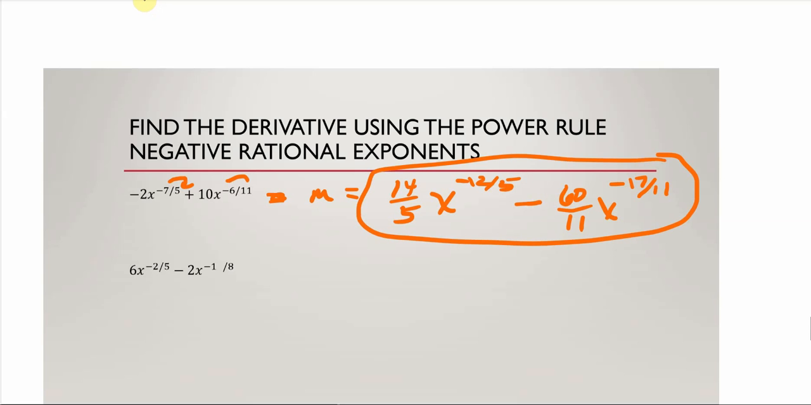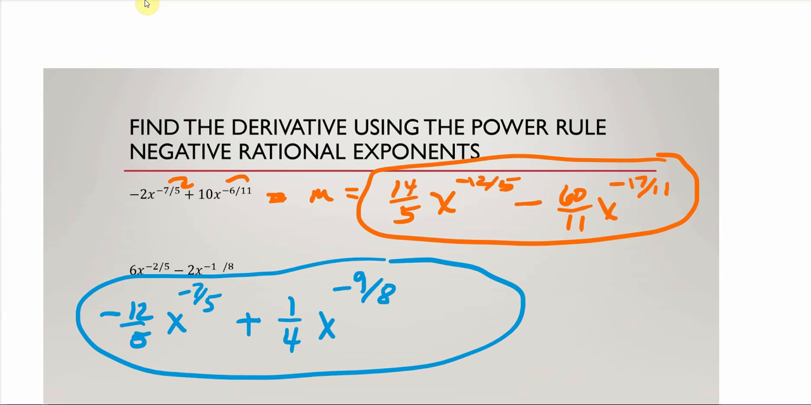And I'm done. All right, the next one. Now I'm going to get negative 12/5. Negative 2 minus 5 is negative 7/5. And here, when I multiply negative 1/8 times 2, that is negative 2, which is going to become plus 2/8, which is really 1/4 x, negative 1 minus 8 is negative 9/8. And this is going to be my derivative. All right?